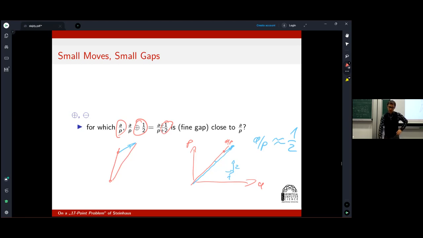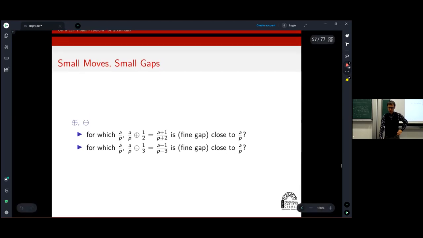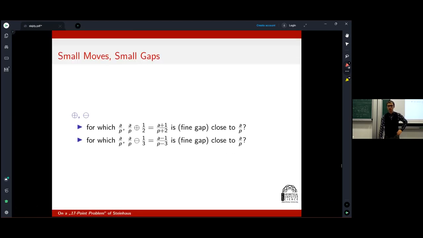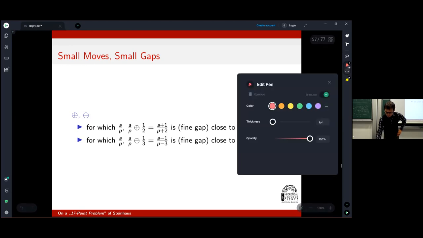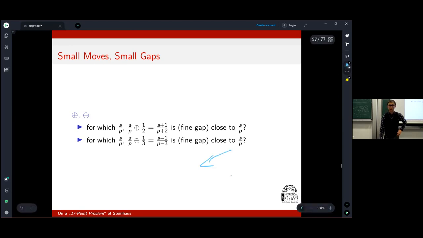This is a problem. And the other problem is that I have to calculate for which pairs it still gives me fine gaps, like those gaps that are bounded by this thing that I want. Similarly, I can do minus, and it's very, very similar. I just have this blue arrow going in the other direction, and again for some fractions it will be a legal move, and it will give me a good fraction that is close to the right.